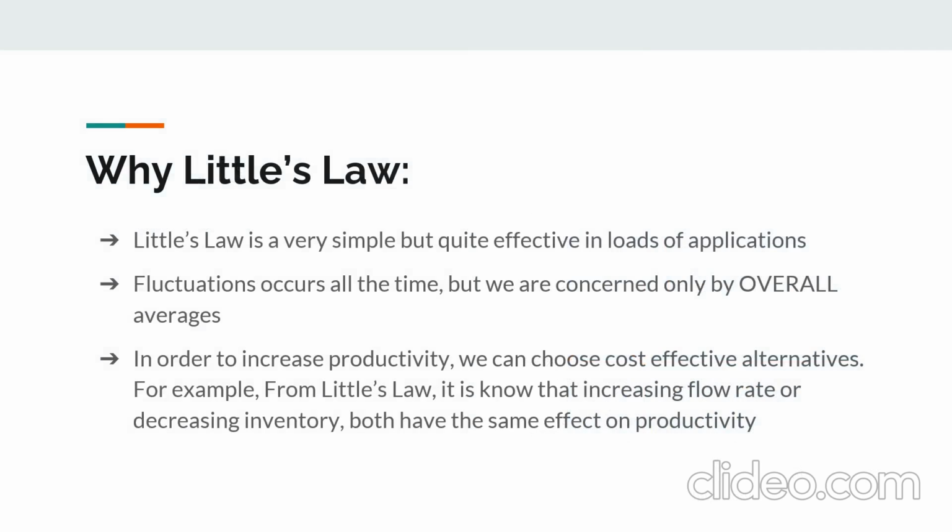Now, it's time to summarize the key takeaways from this video. As you might have noticed, Little's law is quite simple, but its applications are vast. The law is a robust tool even in case of some fluctuations because the calculations are supposed to be done with average values of all quantities. And from the graph that we looked at a few seconds earlier, we can conclude that increasing the flow rate and decreasing inventory both have the same effect on productivity.